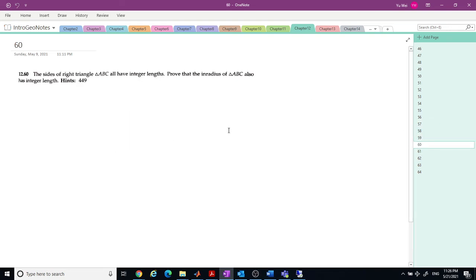Next. So the sides of the right triangle ABC, we know this is A, this is B, this is C. We know ABC belong to integers.